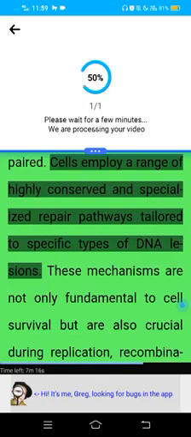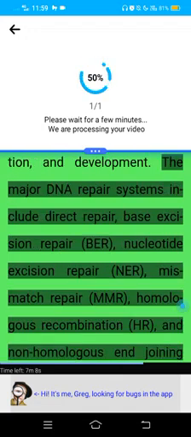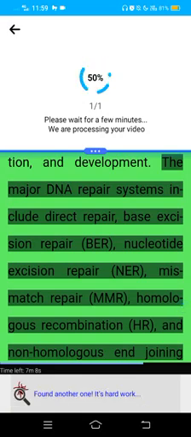Cells employ a range of highly conserved and specialized repair pathways tailored to specific types of DNA lesions. These mechanisms are not only fundamental to cell survival but are also crucial during replication, recombination, and development. The major DNA repair systems include direct repair, base excision repair, BER, nucleotide excision repair, NER, mismatch repair, MMR, homologous recombination, HR, and non-homologous end joining, NHEJ.